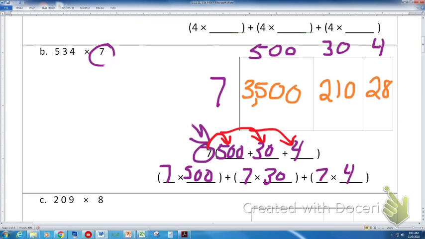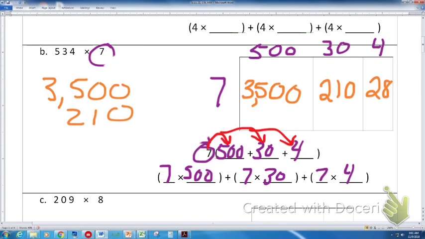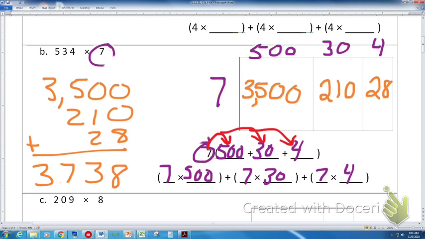Now to figure out the full answer, all we have to do is add them all up: 3,500, 210, and 28. 8, 3, 7, and 3. 3,738.